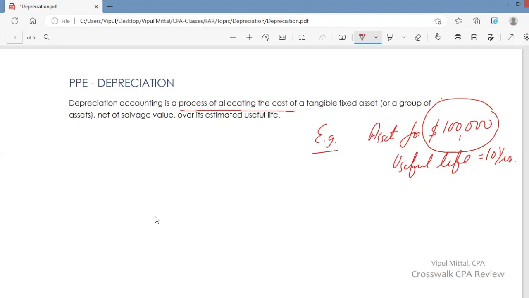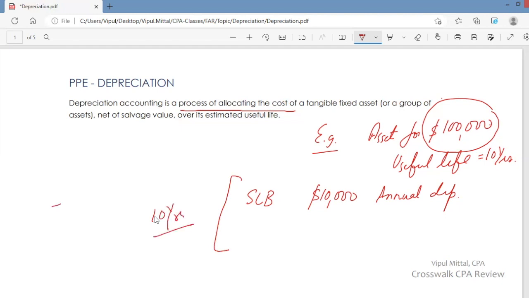So for example, if you allocate it on straight line basis, then annual depreciation is $10,000. What you have done, you have allocated the cost of this asset over its estimated useful life using a method that is straight line method. So over a period of the next 10 years, total depreciation will be $100,000.